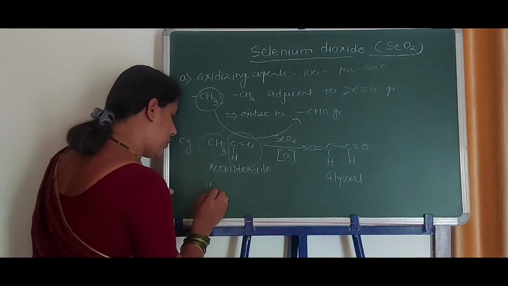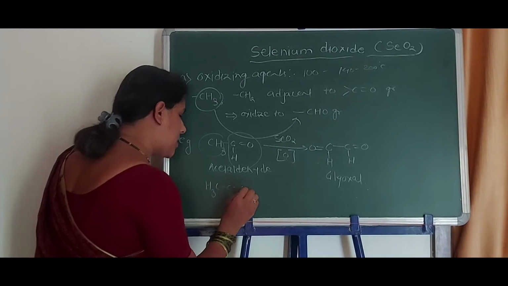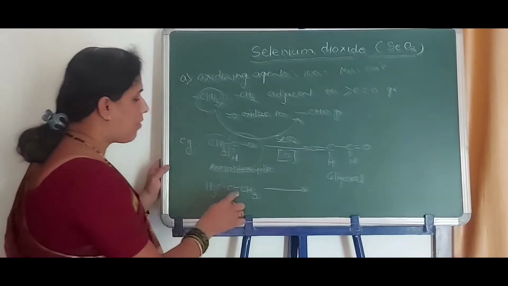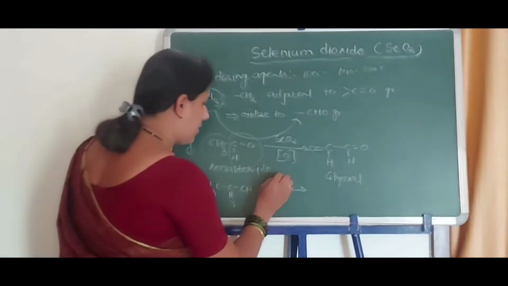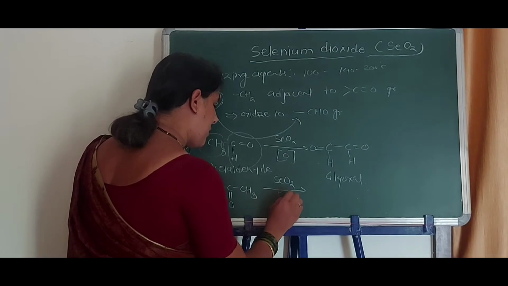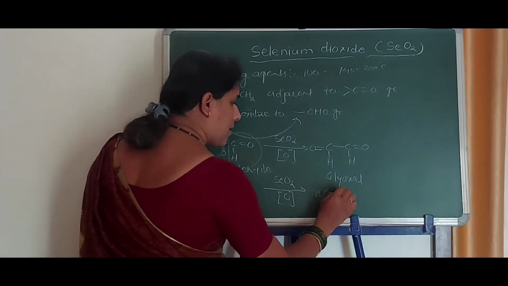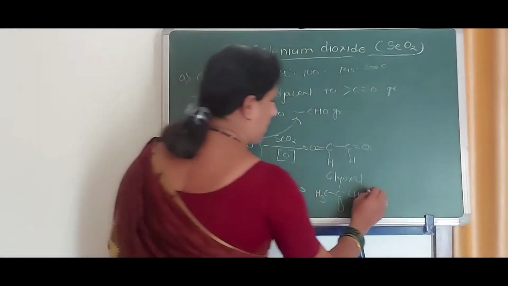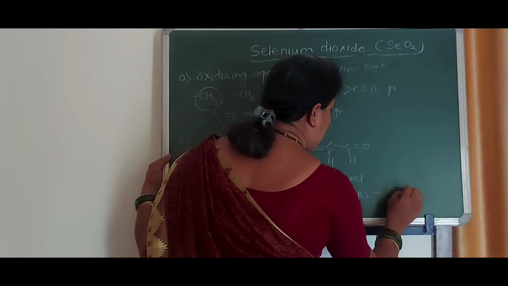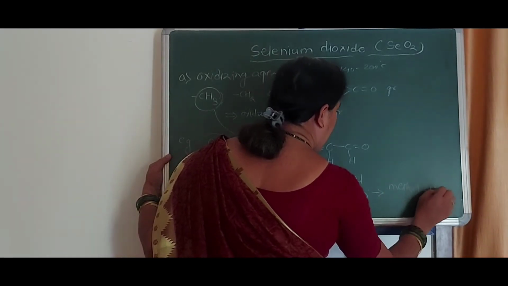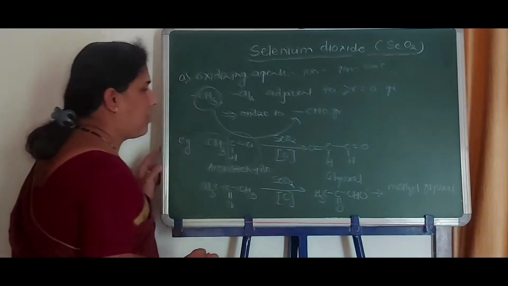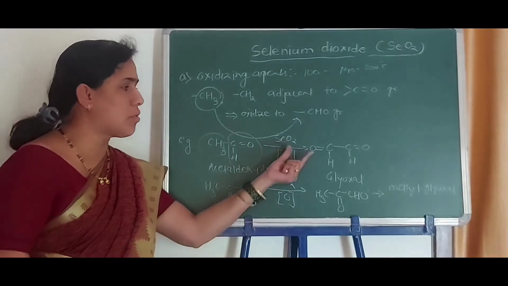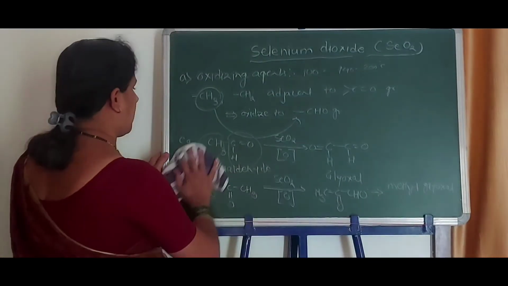Second example is of a ketone, CH3COCH3. At a time we have to take 1 mole of selenium dioxide, therefore only one group can be oxidized. Here the formation of COCH, methyl glyoxal. The name of this compound is methyl glyoxal. Got it? Here the CH3 group is converted into which functional group? CHO.